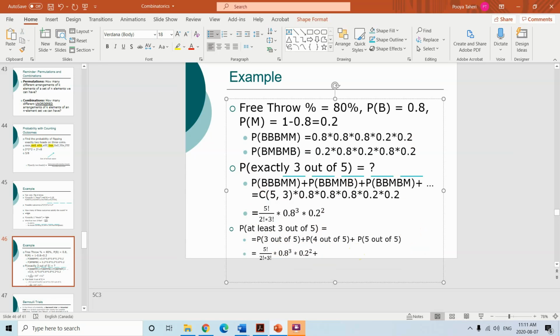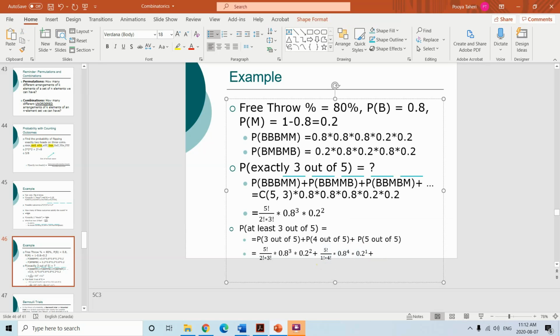Now, what is the probability of having exactly 4 successful throws out of 5? Right? So first, we have to select which of these 5 throws we want to be successful, how many different sequences with 4 successful throws and 1 miss we can have. That's basically selecting 4 places out of these 5, right? And it's a combination problem. So if I do it, it's going to be 5 factorial over 4 factorial times 1 factorial, times 0.8 raised to power 4, and 0.2 raised to power 1.